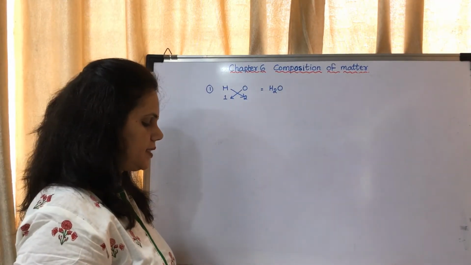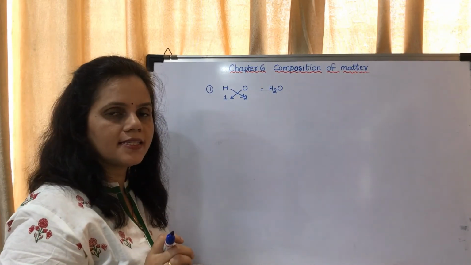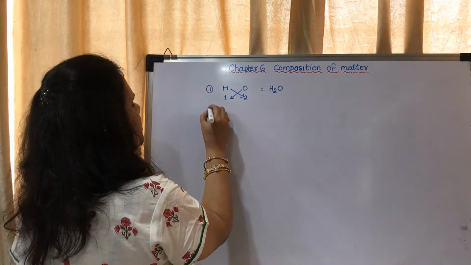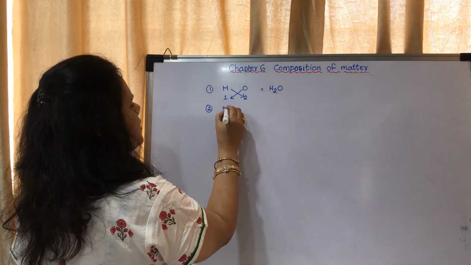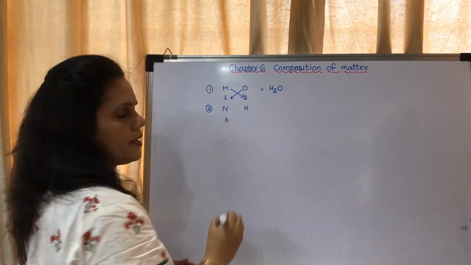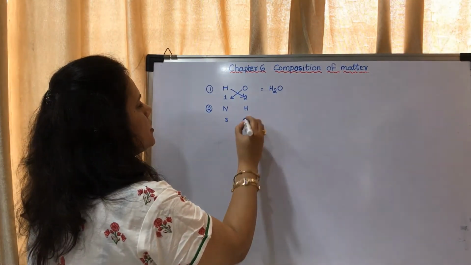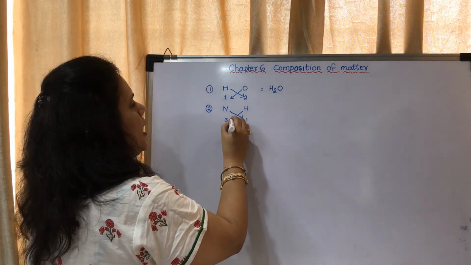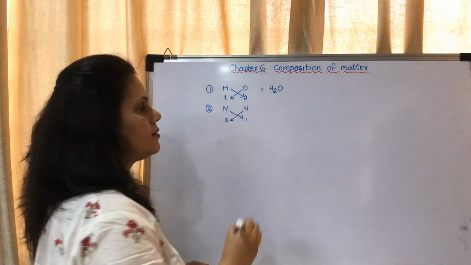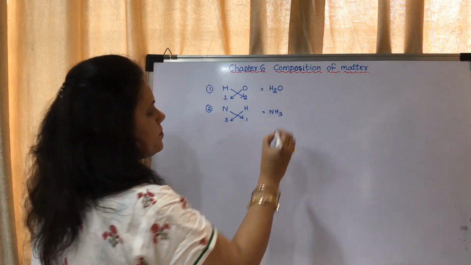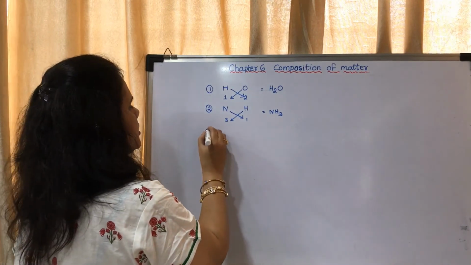Now the next is nitrogen having valency 3. You may write 3 there. And H has valency 1. So the second one, there are two elements, N and H. Nitrogen has valency 3, hydrogen has valency 1. So N will get the number 1 and H will get the number 3. So it will be NH3.